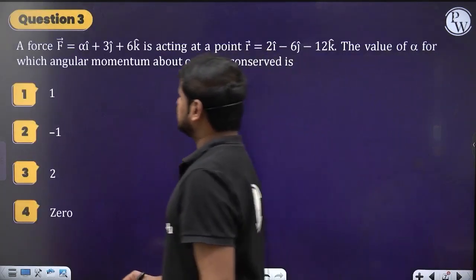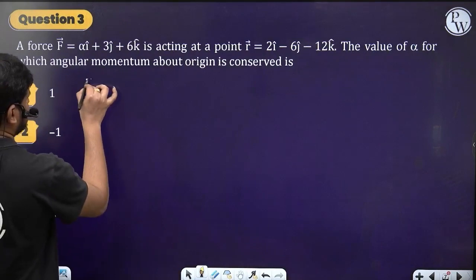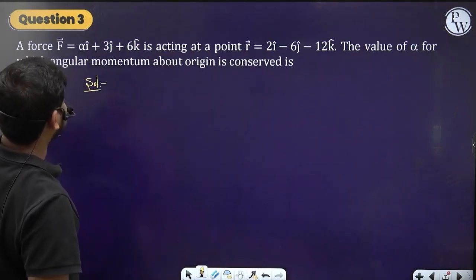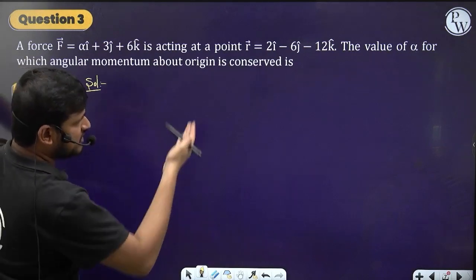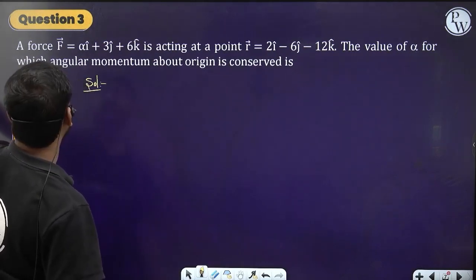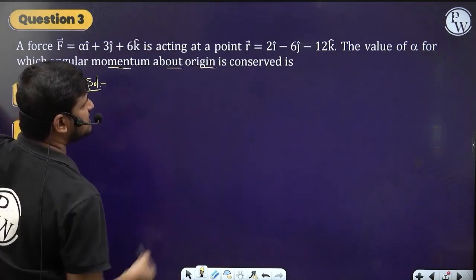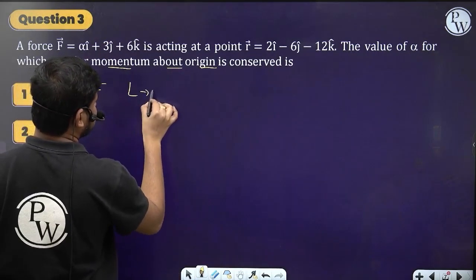So let's go for the next question guys. So the question number 3. So what does the question say here? A force F vector is given, acting at a point, some position vector is given. The value of alpha for which the angular momentum about the origin is conserved. So that means L is conserved.